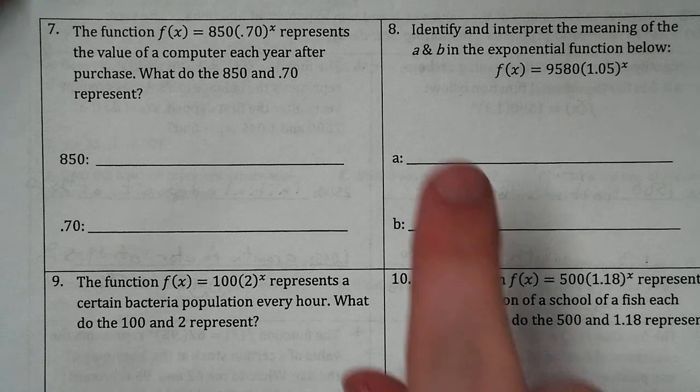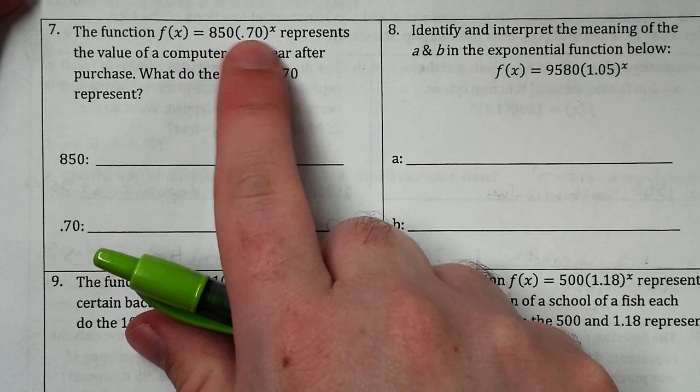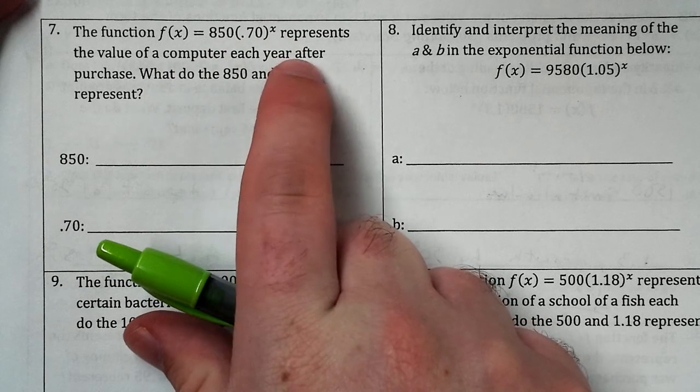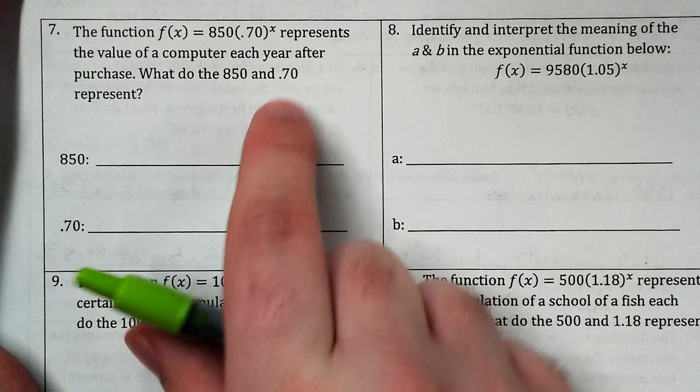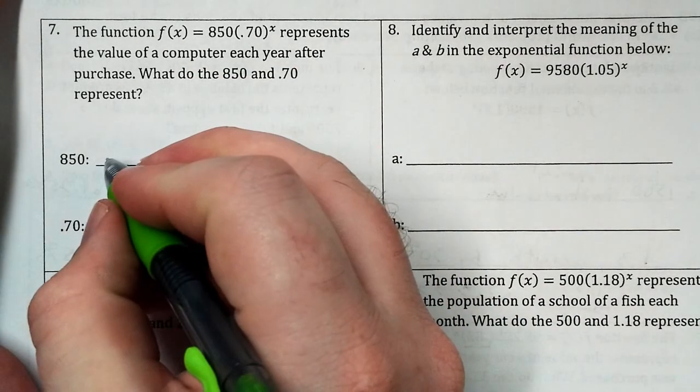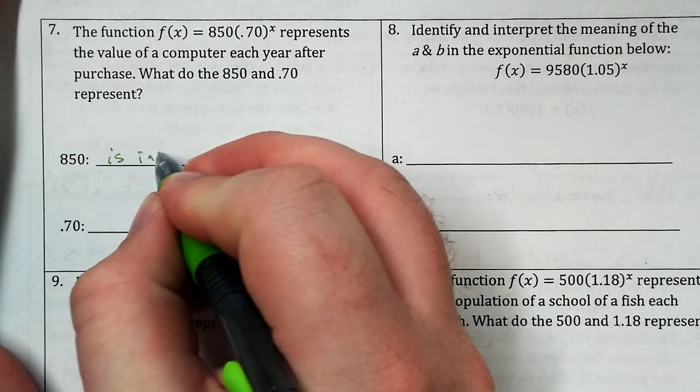All right, the function f of x equals 850 times 0.70 to the x represents the value of the computer each year after purchase. What do 850 and 0.70 represent? 850 is the initial cost of the computer.